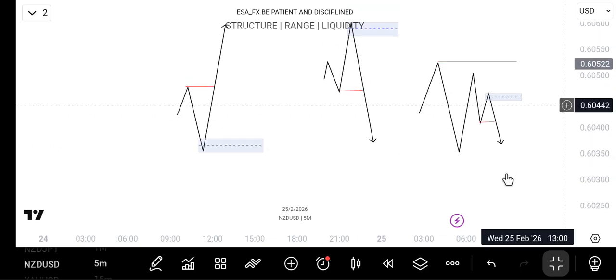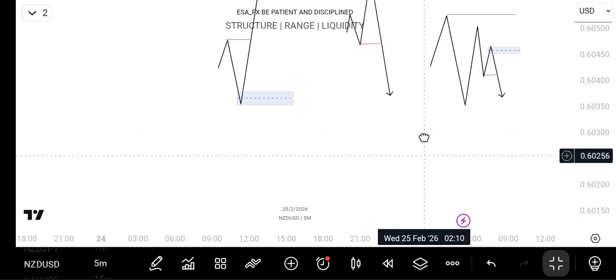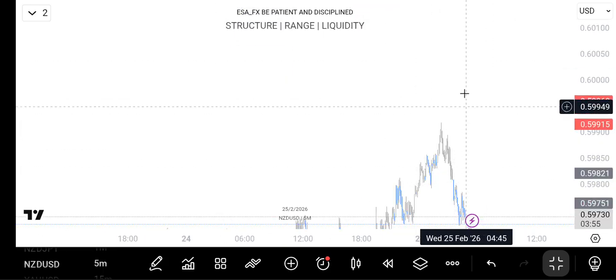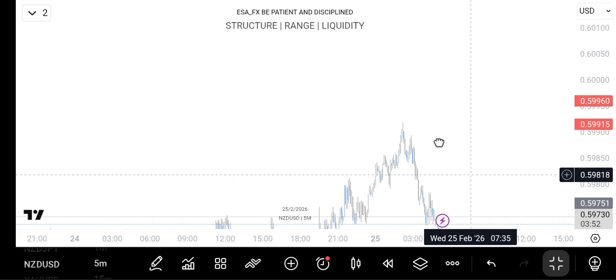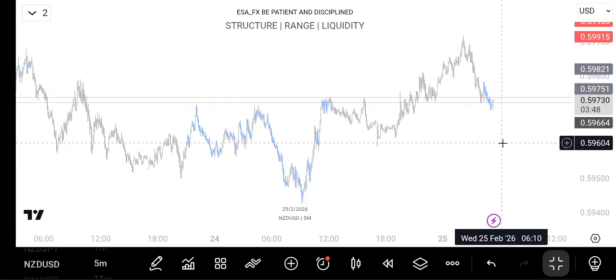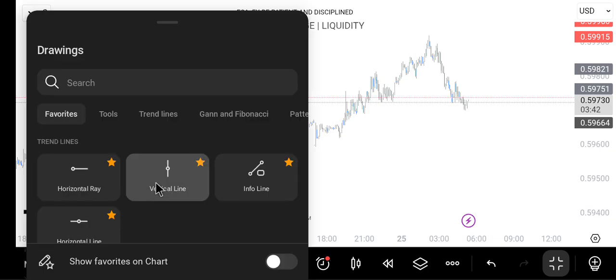Let's go over to chart examples. This is NZDUSD on the 5 minutes time frame. So yeah, let's identify a few order blocks before we end this video. It's gonna be a short video. Let's take just 2 days. Start somewhere around here.